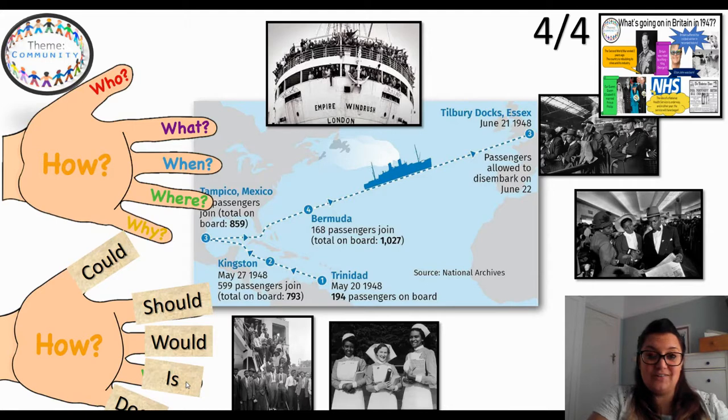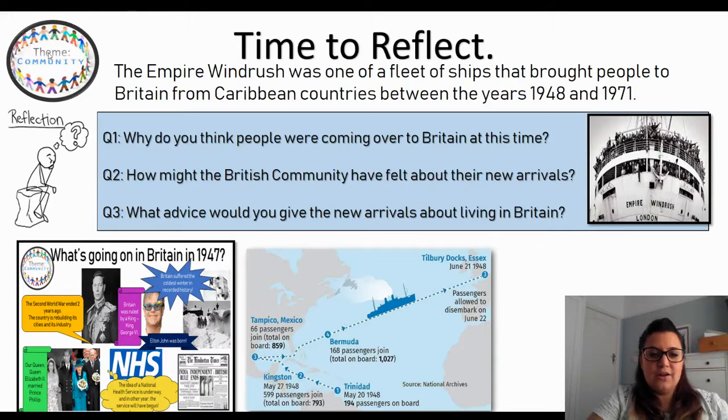Have you got your questions written down? Have you tried a new question stem? Time for us to reflect on all of those thoughts and questions and what we've seen today. The Empire Windrush was one of a fleet of ships that brought people to Britain from Caribbean countries between the years of 1948 and 1971.